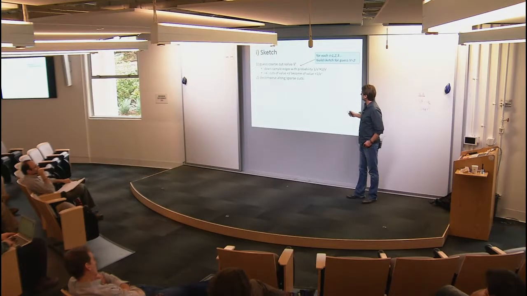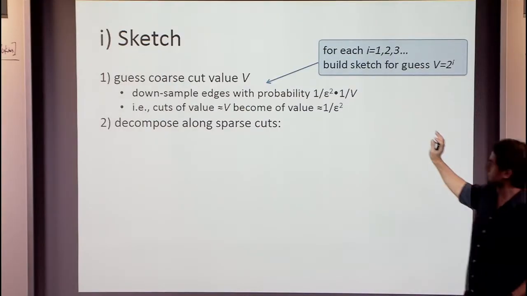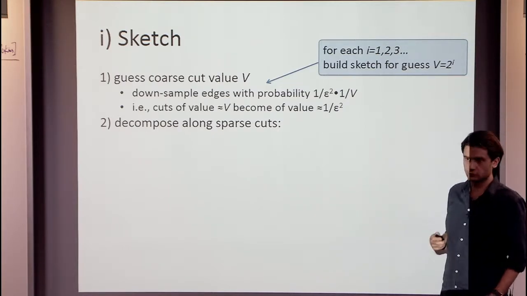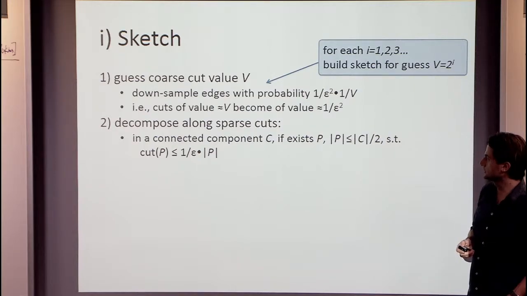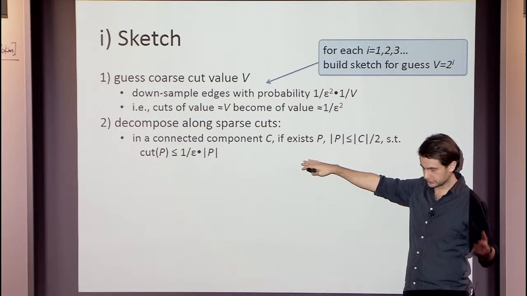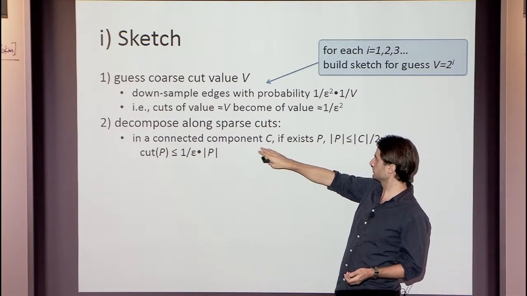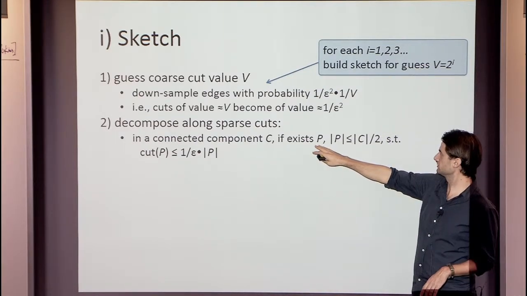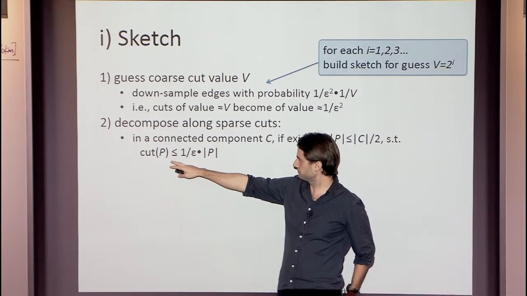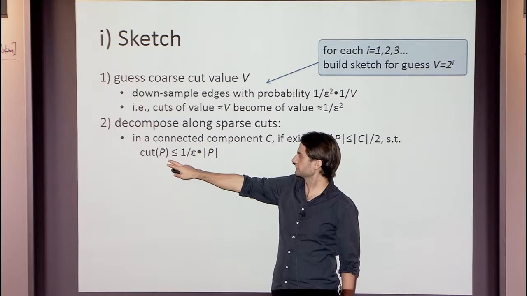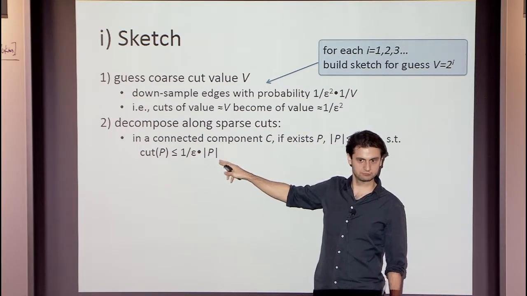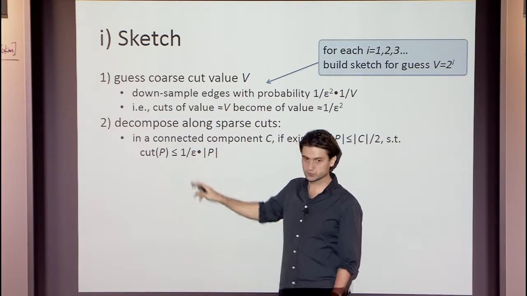Okay, so now, this is step number 1. Step number 2 is, what we do is we decompose the graph along sparse cuts. What is a sparse cut? Basically, in any connected component C, if there exists a subset P of, let's say, at most half the size, such that the cut value of P in the sample graph is at most something like 1 over epsilon times |P|, right? So this is a sparse cut of sparsity 1 over epsilon.